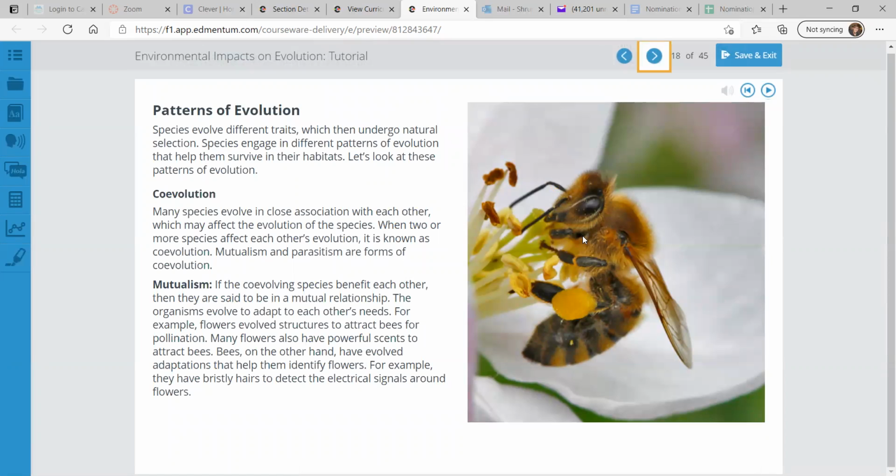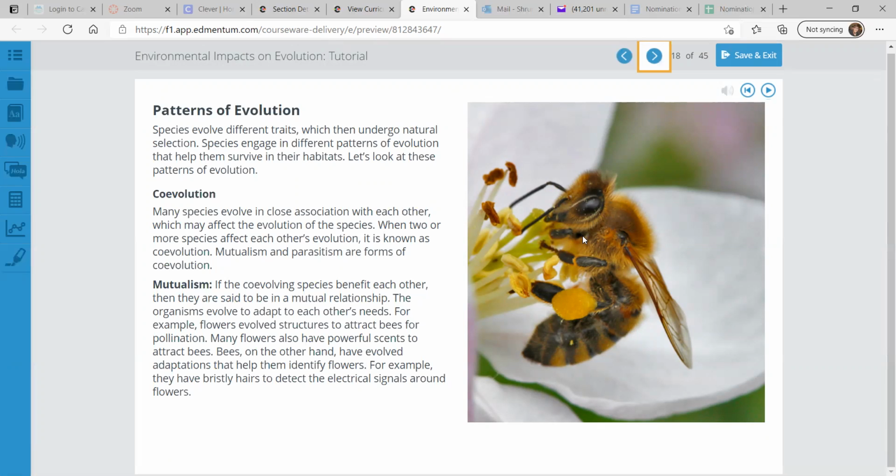Now we're going to talk about patterns of evolution. Species evolve different traits which then undergo natural selection. Species engage in different patterns of evolution that help them survive in their habitats. So let's look at some of these patterns of evolution.